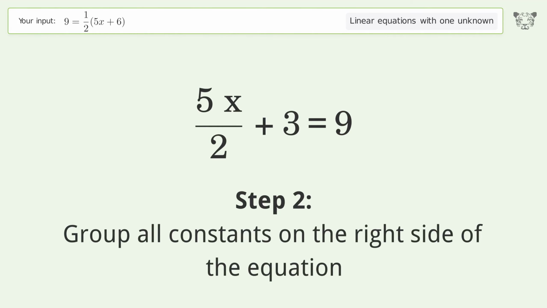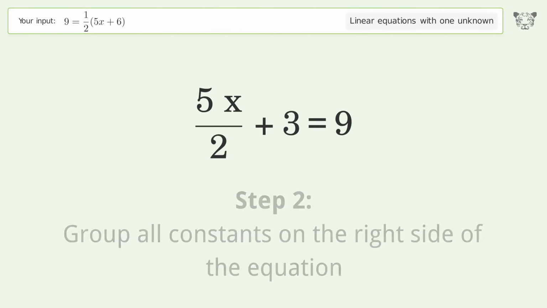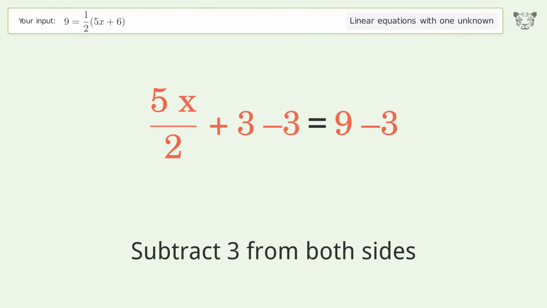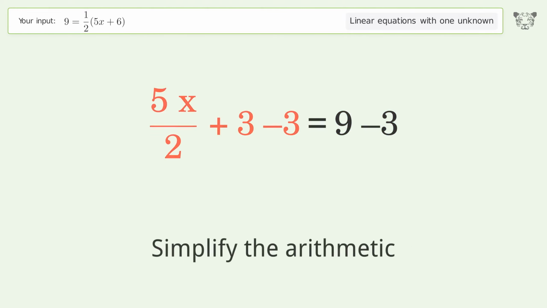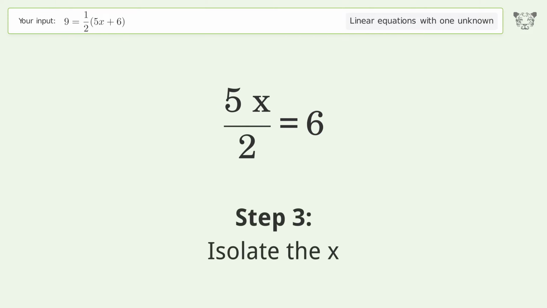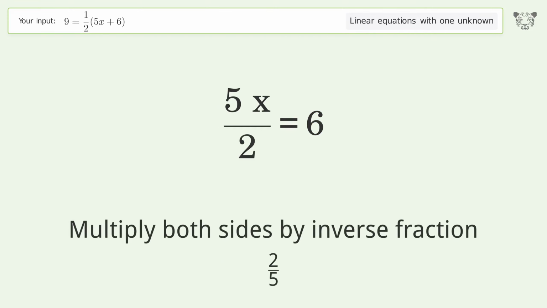Group all constants on the right side of the equation. Subtract 3 from both sides. Simplify the arithmetic. Isolate the x. Multiply both sides by inverse fraction 2 over 5.